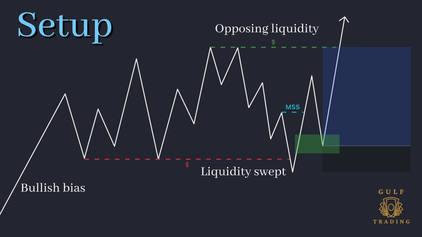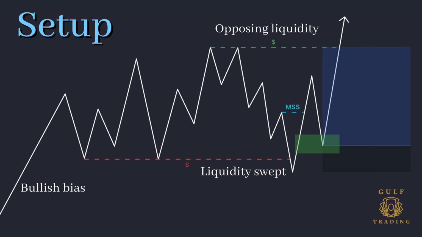Obviously you can't tell because it's a line graph, but we're going to assume that. And then you would enter on the pullback to this zone. You can place your stop loss below the liquidity sweep, which is a nice place to put it. When I was talking about putting it above or below recent structure, sometimes the most recent structure will be the liquidity sweep, which just makes it 10 times easier.